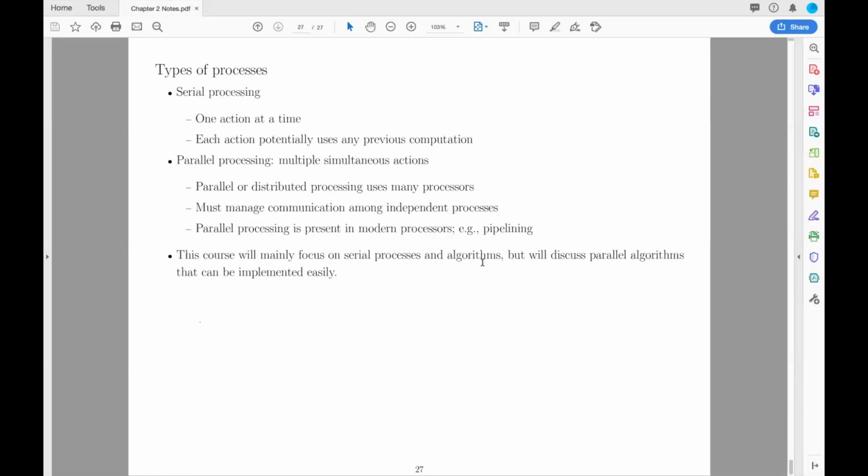Now, I am going to talk to you in this course basically about serial algorithms. However, when it's very useful to talk about parallel processes, that's just when we do dynamic programming. I will then describe how we do dynamic programming using massively parallel architectures and what the issues are.